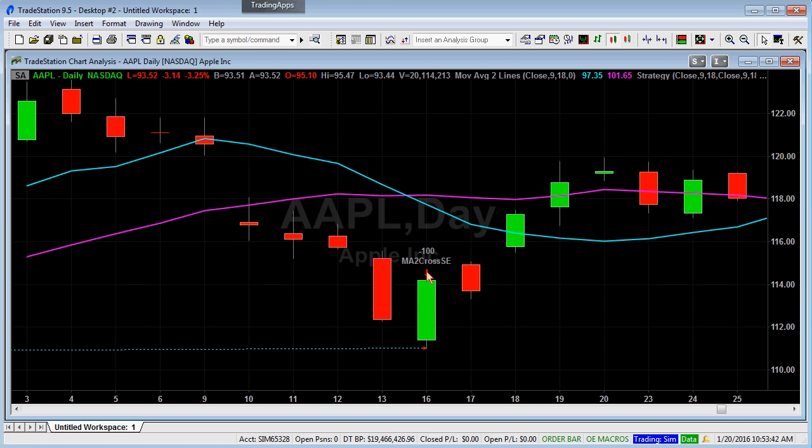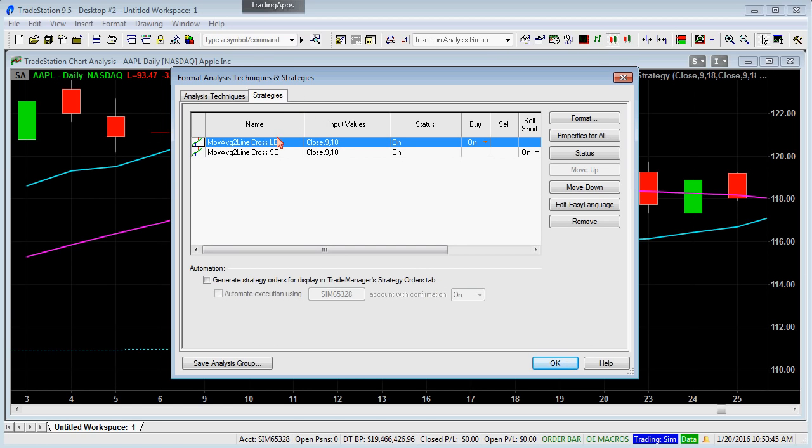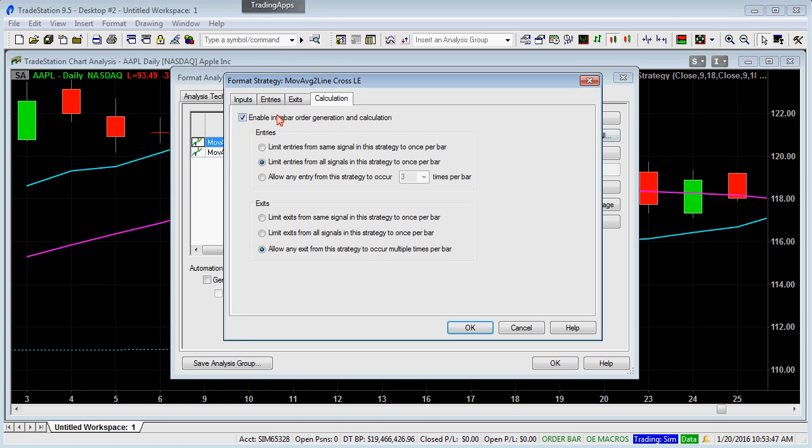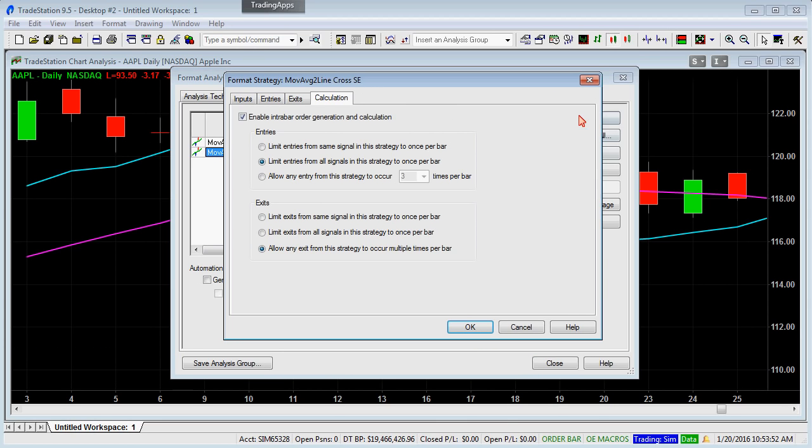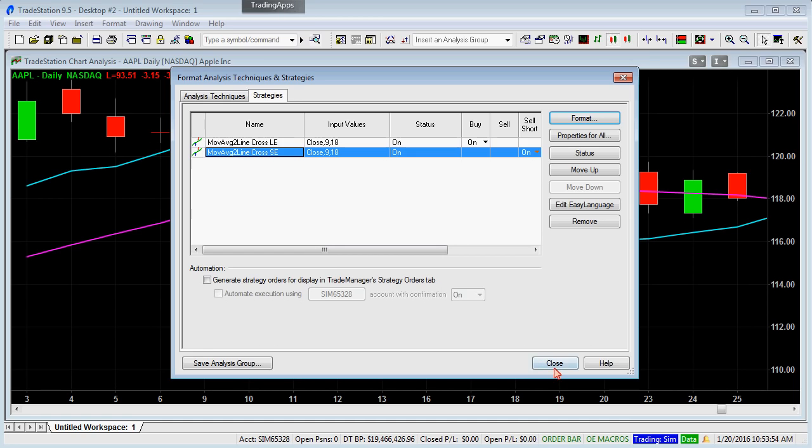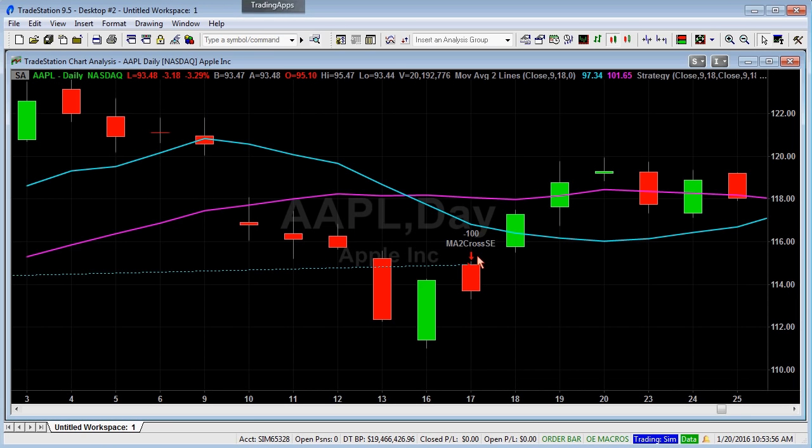I'm going to come back here to my strategy format and disable that functionality. Okay, I'm just going to leave it as the default, which is calculating at the close of the bar. Notice how the entry is now moved one bar over, because it waited until the close of the bar and it generates the order for the following bar. So I just wanted to throw out that setting so you know that the calculation of the strategy can be changed, and then you can make it behave differently.